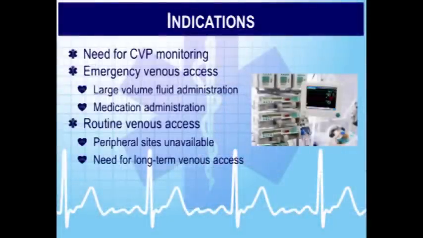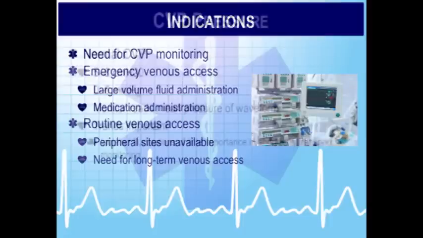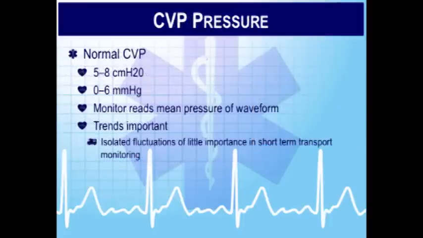Indications for CVP monitoring, mostly it's related to vascular access into a central line, all right? Large fluid volume administration, medication administration, pressors, it's safer to give pressors through a central line than it is through a peripheral line for obvious reasons. The patient's peripheral vascular access might be limited because of other health problems, their body habitus, or the patient may need long-term central access. Normal CVP, my slides say, 5 to 8.